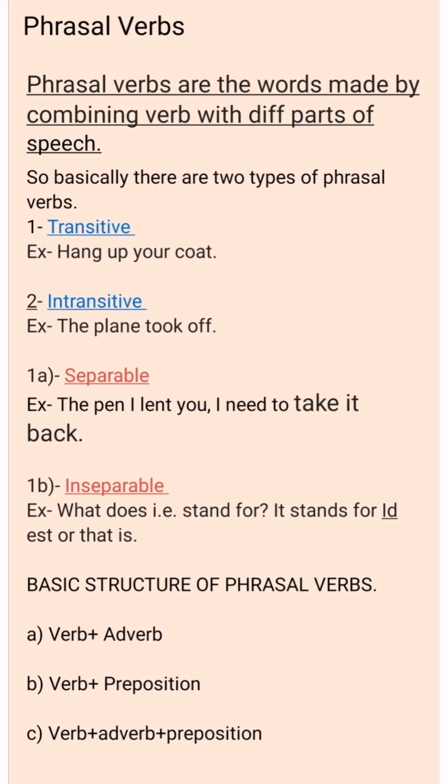Now, most importantly, we should be aware of the structure of phrasal verbs. Basic structure of phrasal verbs can be formed in three ways. That is by adding verb and adverb, by adding verb and preposition, and thirdly by adding verb, adverb and preposition together. So first is verb plus adverb, second is verb plus preposition, and third is verb plus adverb plus preposition. In our next video, we will do a detailed discussion of structure of phrasal verbs with some very good and helpful examples.